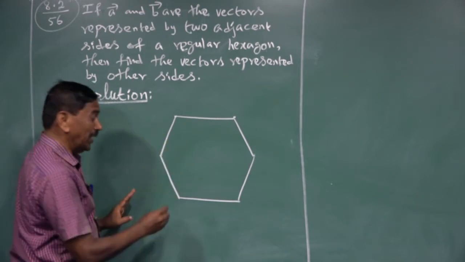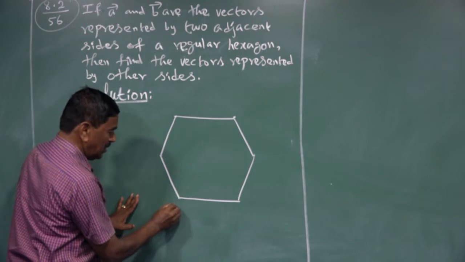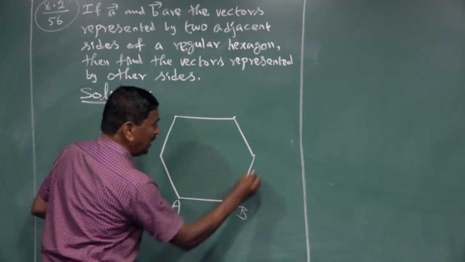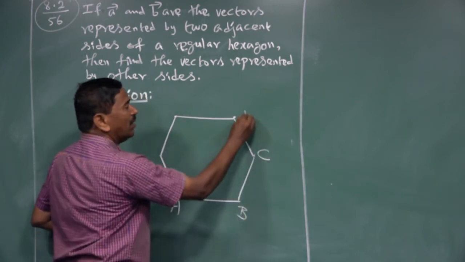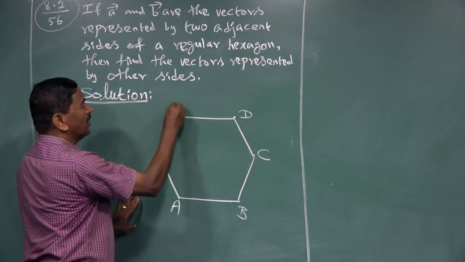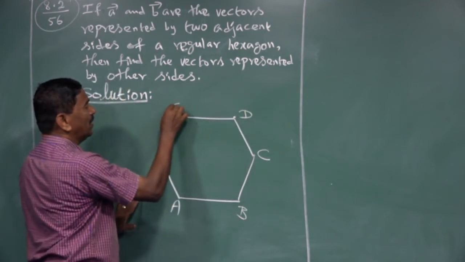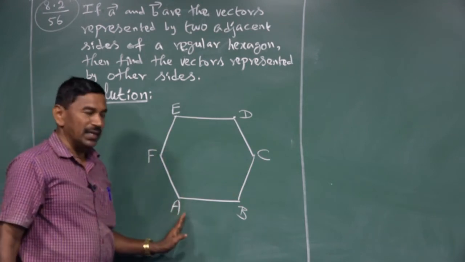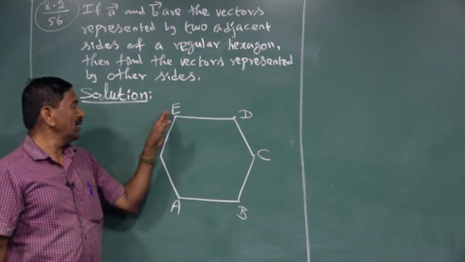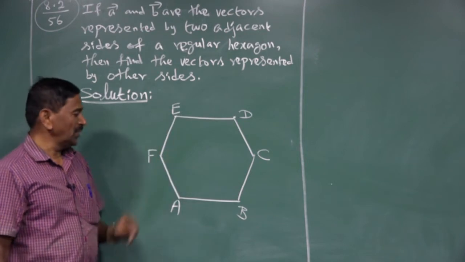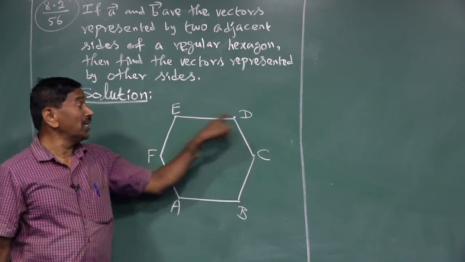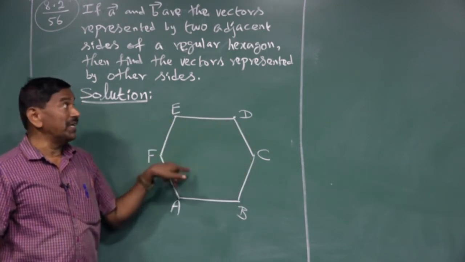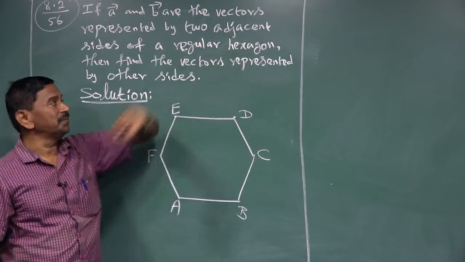Now, let us give the names. Let A, B, C, D, E, F be the vertices of the hexagon.